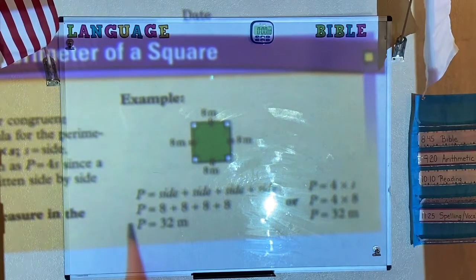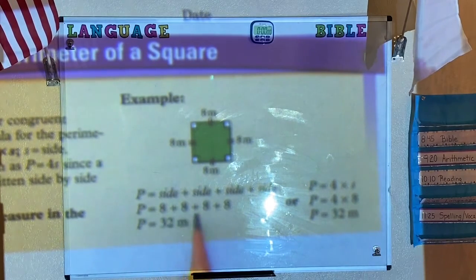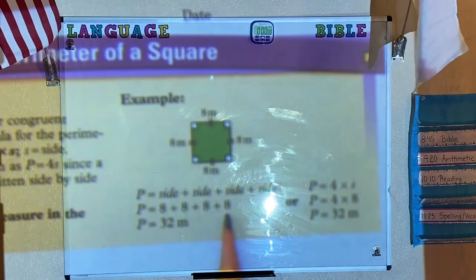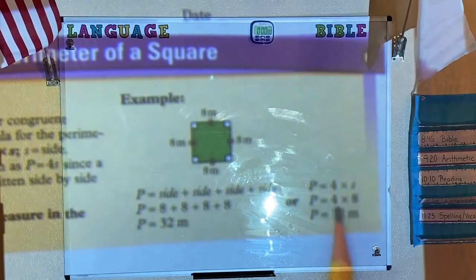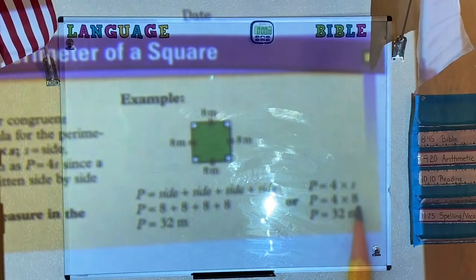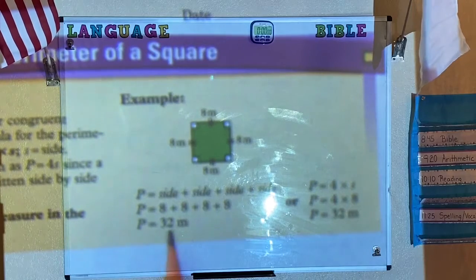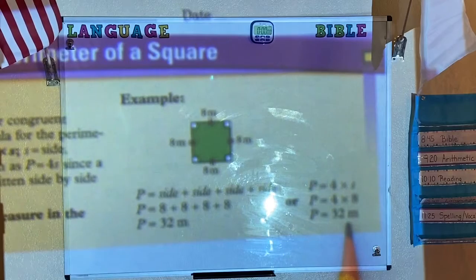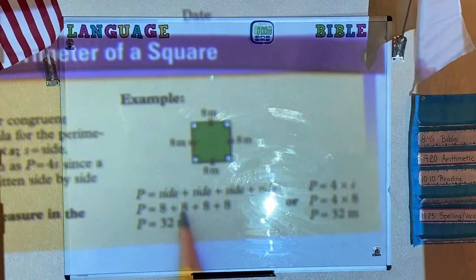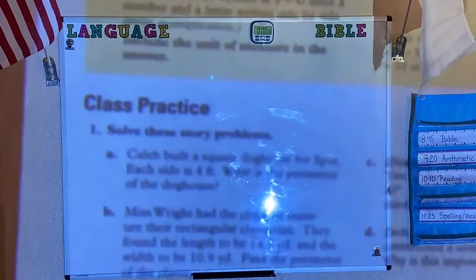So it would be P equals A plus A plus A plus A, or we could say P equals 4 times 8. If you add it, it gives me 32. If you multiply 4 times 8, it is 32 as well. So you could do it this way or that way, whichever is easier for you. You're going to get the same answer.